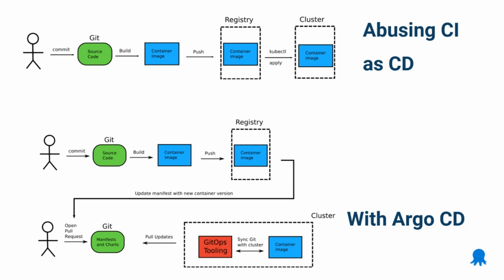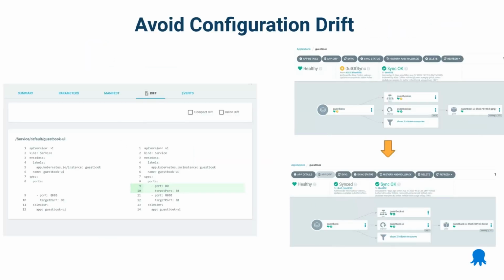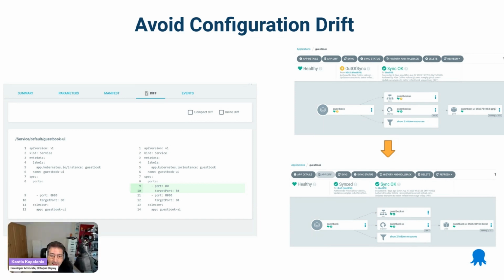The CD part changes by installing Argo CD on a cluster and setting up links between your Git repos and your clusters. The most interesting feature of Argo CD for me is the avoidance of configuration drift. The big advantage of Argo CD, unlike traditional solutions, is that it's bidirectional. So not only does it look at a Git repo and apply the manifests to the cluster, but it also does the opposite thing. It looks at the cluster and compares the state to the Git repo. So if somebody, let's say, makes a manual change to the cluster, Argo CD will detect it.